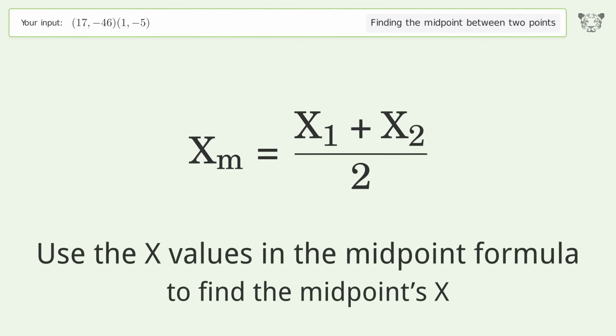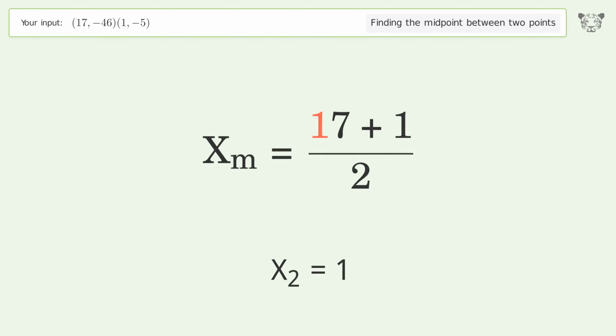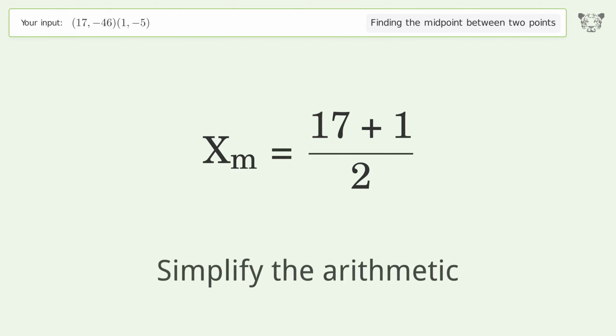Use the x values in the midpoint formula to find the midpoint's x. x1 equals 17. x2 equals 1. Simplify the arithmetic.